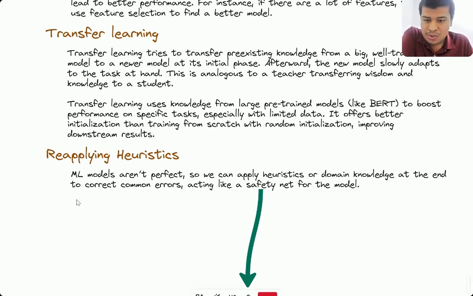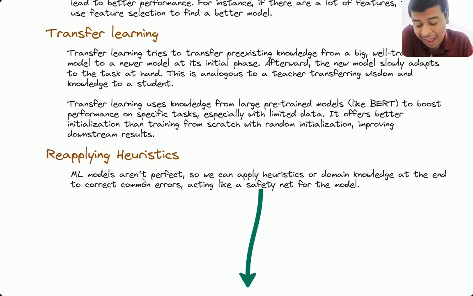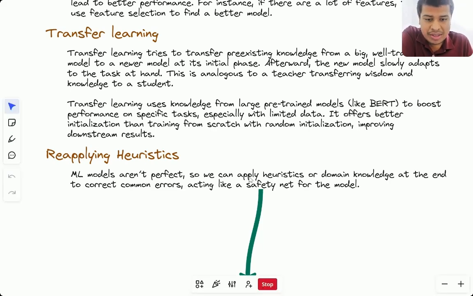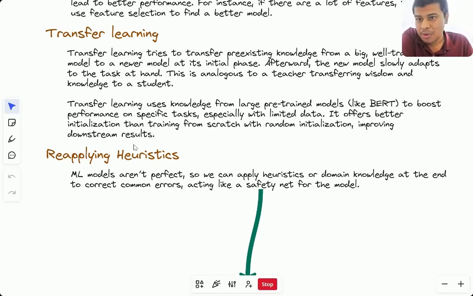Fine. So this is it. ML models aren't perfect, even deep learning models aren't perfect, even large language models aren't perfect. So we apply heuristics or domain knowledge at the end to correct the common errors. It need not even be domain knowledge; it could be common sense, like in this scenario for the large language model, specifically when you're talking about a controversial political topic. Fine. So yes, this is the whole process.